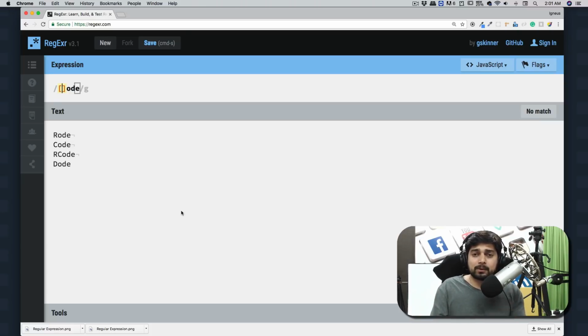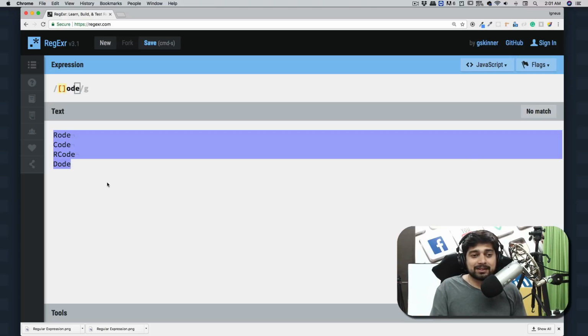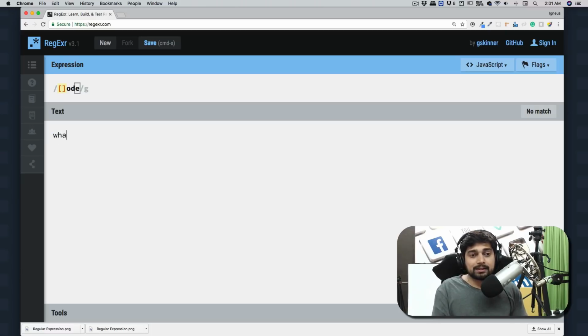I'll present a couple more examples of this as we progress, but right now just do understand that it is here. It's very common to have such things. So let's just say you have some similar words. And what are these? Let's just say this is a what and this is a with some words.